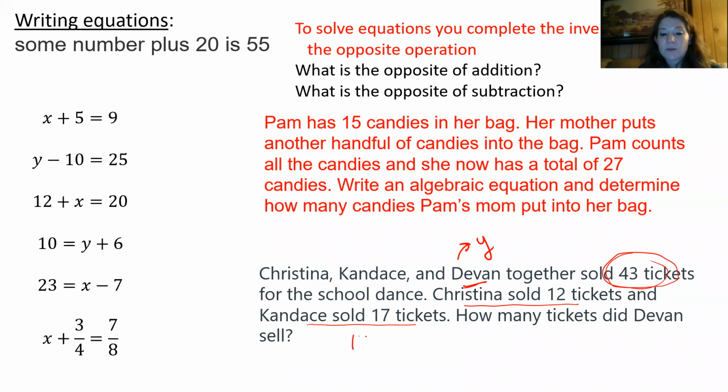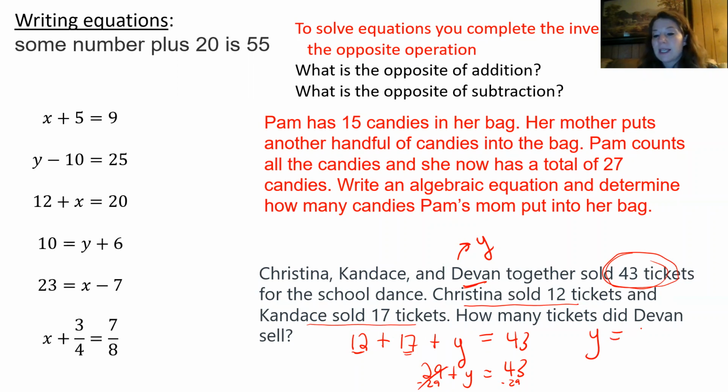So Christina sold 12. We're adding all together means to add. We're adding 12 and 17 and Devin's tickets, which we don't know, but we do know that all of that equals 43. So we can combine these two like terms. So 12 plus 17 is 29. So 29 plus Y is 43. How do we get rid of this positive 29? Well, we're going to subtract 29 from both sides. I've run out of room again, but Y equals, what would that be, 14? I think so. Yes, Devin sold 14 tickets.